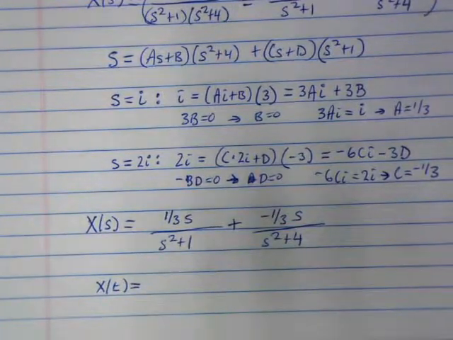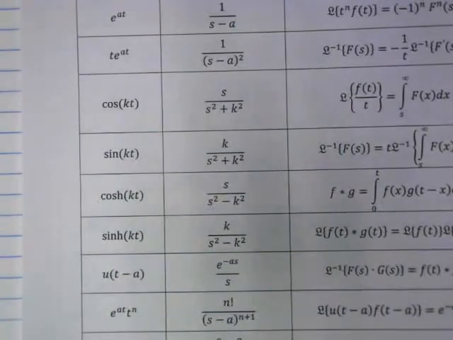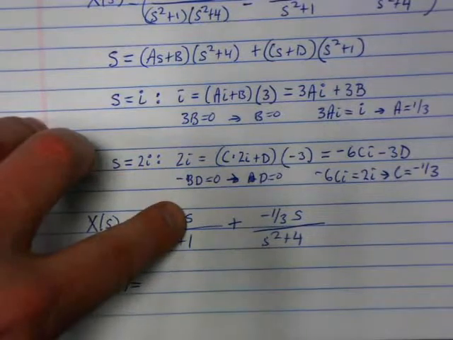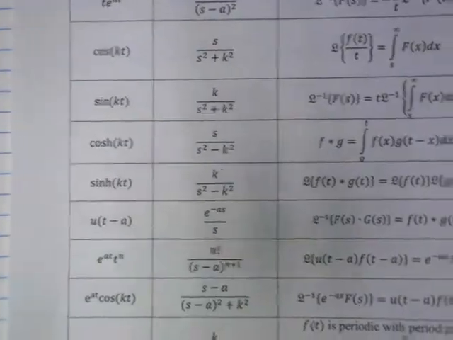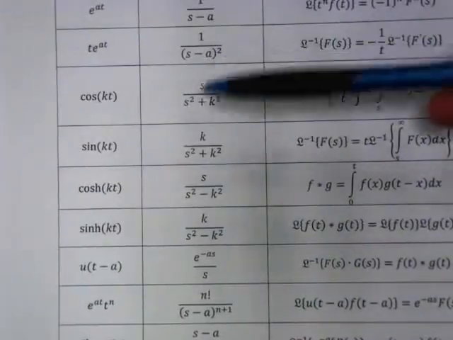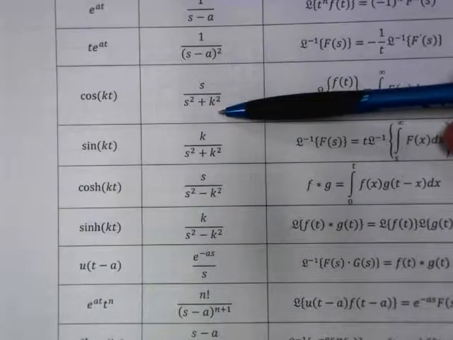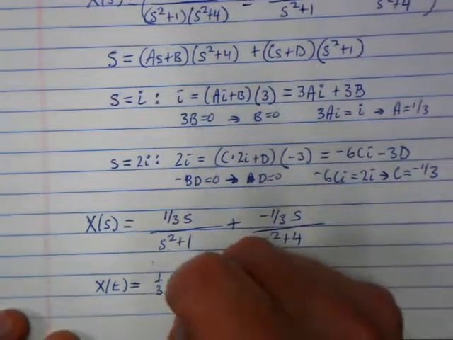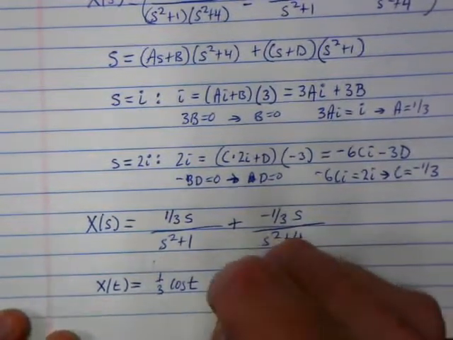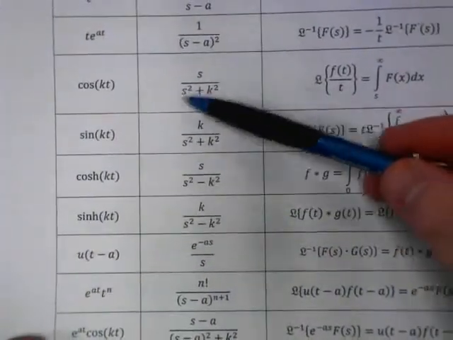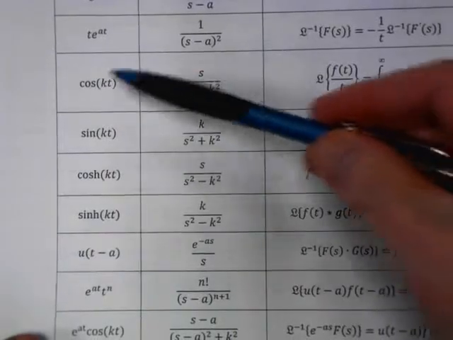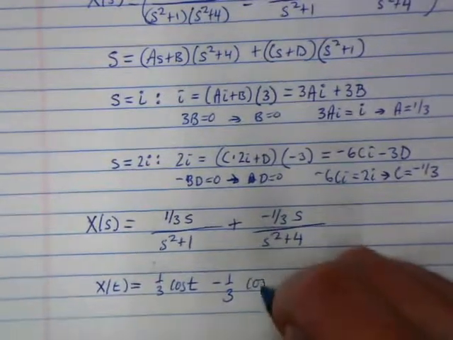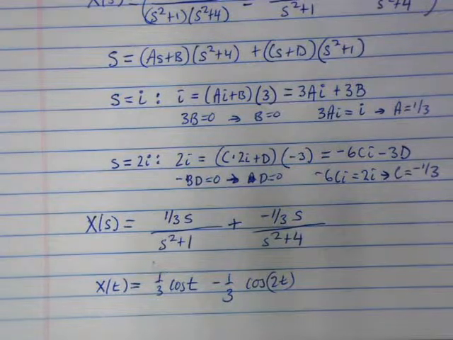X of t is, I go back to my magic sheet of Laplace transforms. I'm looking for something that has s on top and s squared plus 1 on bottom. S on top and s squared plus 1 on bottom, that's cosine. So that's 1/3 cosine t minus 1/3, s on top, s squared plus 4 on bottom, cosine 2t. There's my answer.